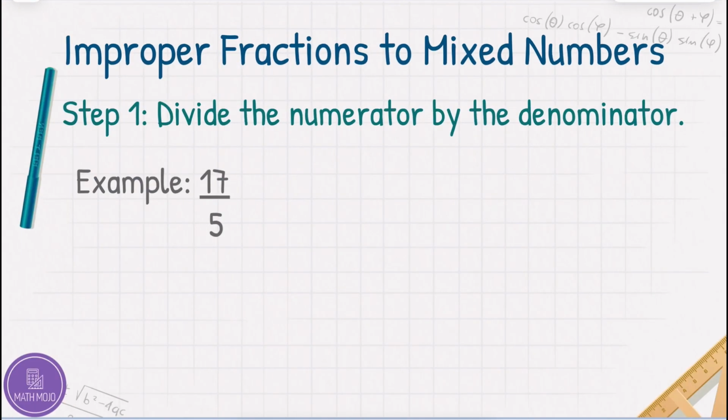Now we're going to learn how to turn improper fractions into mixed numbers. Looking at step 1, we have to divide the numerator by the denominator. In our example, we have 17 over 5. So we have to divide 17 by 5. And we know that 5 goes into 17 3 times, so we can put our 3 in our quotient. Then we do 3 multiplied by 5, which gives us 15. And then we subtract, which gives us 2. So now we know that our quotient is 3 and we have a remainder of 2.